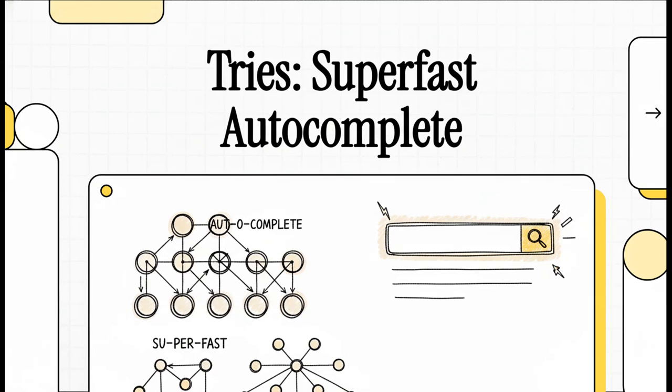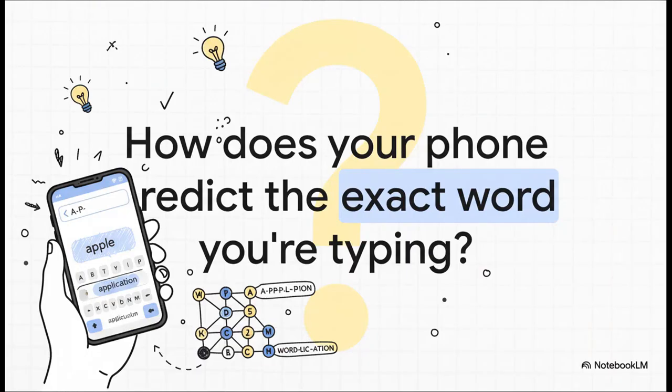All right, today we're going to dive into the data structure that powers some of the absolute fastest features you use every single day. We're talking about tries, which you'll also hear called prefix trees. And trust me, they are the secret sauce behind that super fast autocomplete we all know and love. You know the feeling, right? You start typing AP, and before you can even think, your phone is suggesting Apple or application. It seriously feels like magic.